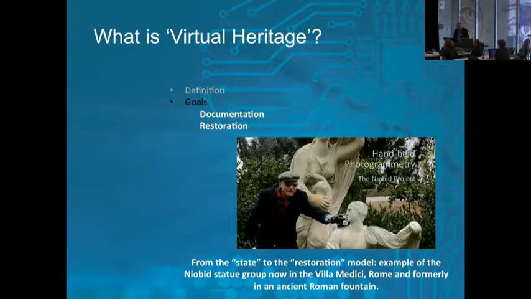3D documentation means that we digitize the objects of interest to us and create what we call a state model, or a three-dimensional representation showing the current condition or state of a monument. This is just the first step on the way to a digital restoration of the object. The 3D restoration model shows how the object appeared when new.